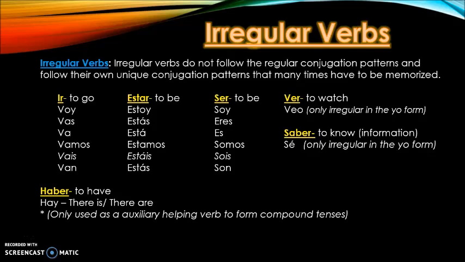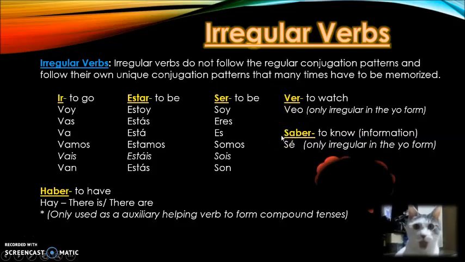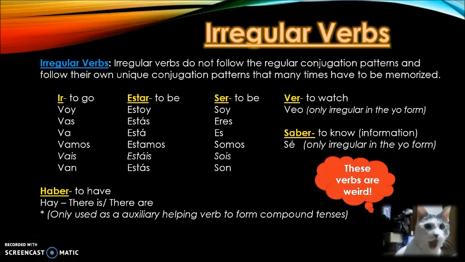Alright, here are all the irregular verbs that we've learned. So ir, which means to go, ser and estar, which are the to be verbs, and then these two are the ones that are only irregular in the yo form, so ver and saber. So those ones you have to make sure you practice them and learn them because a lot of their conjugations are very unique and they don't function like normal verbs. They are weird.